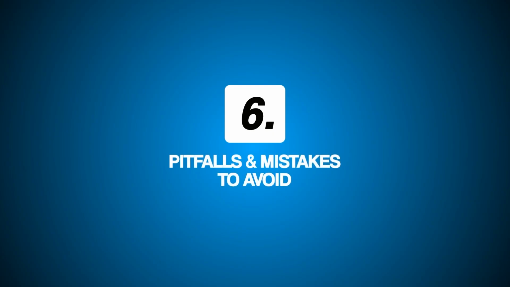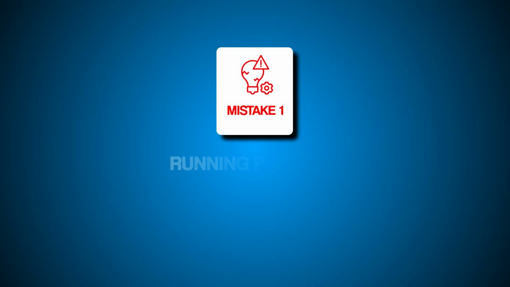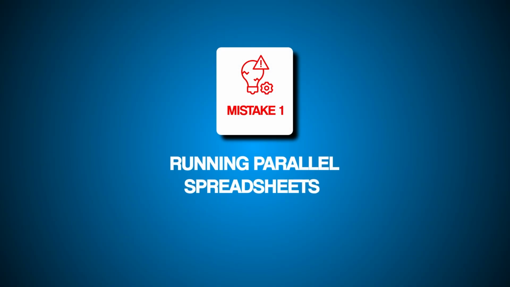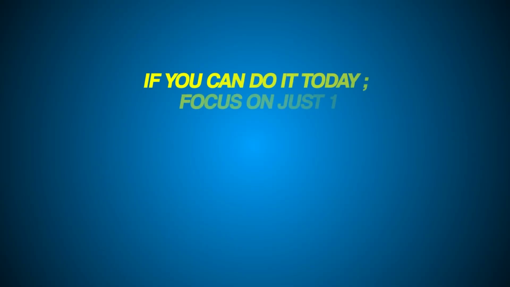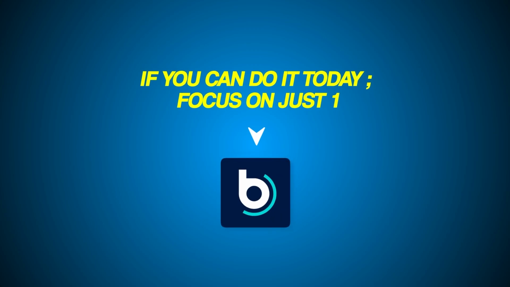Let me save you from the mistakes that cost my clients hundreds of thousands of dollars. The first mistake is running parallel spreadsheets. I see this constantly. You've got Buildertrend, but you feel better with your Excel spreadsheet. I hear you, traditional tracking feels safe, but my friend, you are creating confusion and guaranteed errors. If you can, do it today, focus on just one, and I highly recommend sticking to Buildertrend.